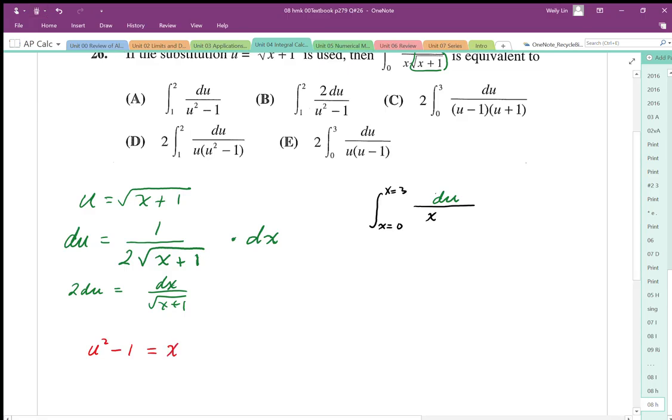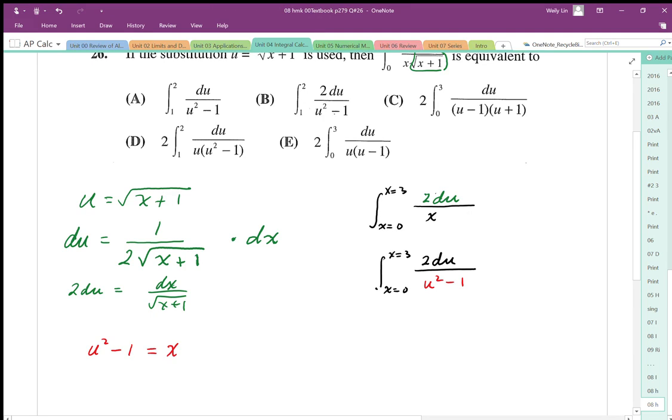So I end up with the integral from x equals 0 to x equals 3, du, and I'm going to replace that with u squared minus 1. So now we can see that there's some of these, and this is going to be a 2 du actually, sorry. This is 2 du. Now some of these start looking the same.